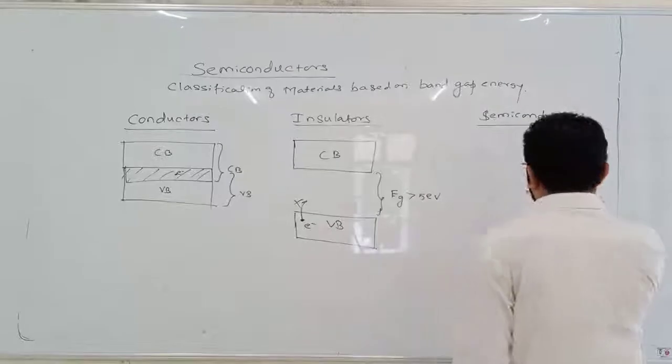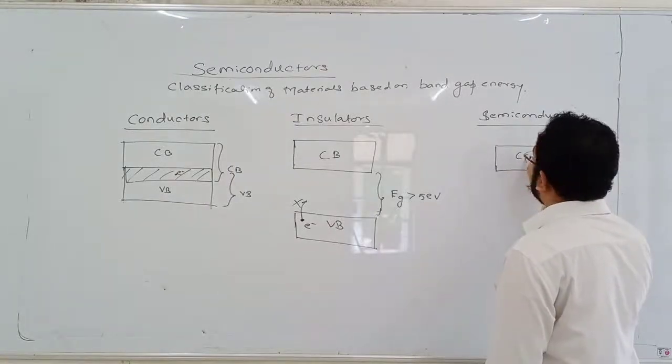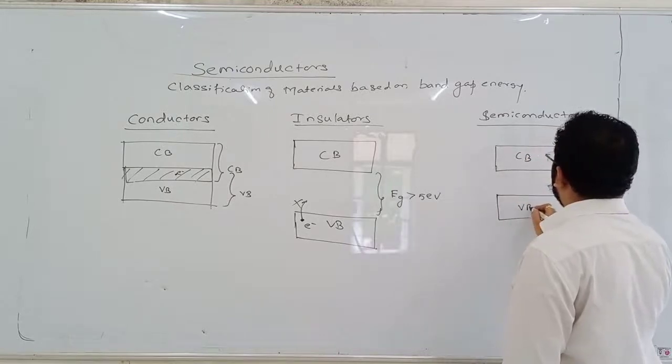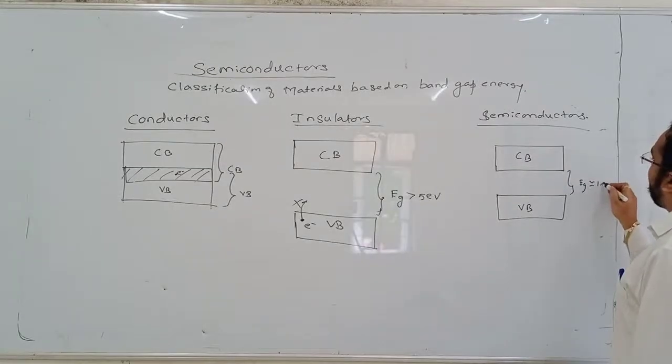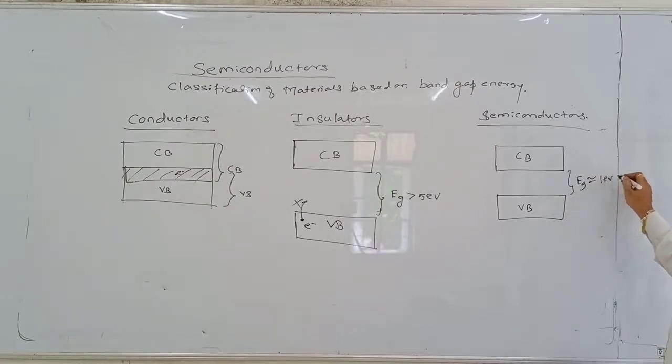Now, in case of semiconductors, what will happen? This is the conduction band, this one is the valence band, and the energy gap is nearly 1 electron volt.